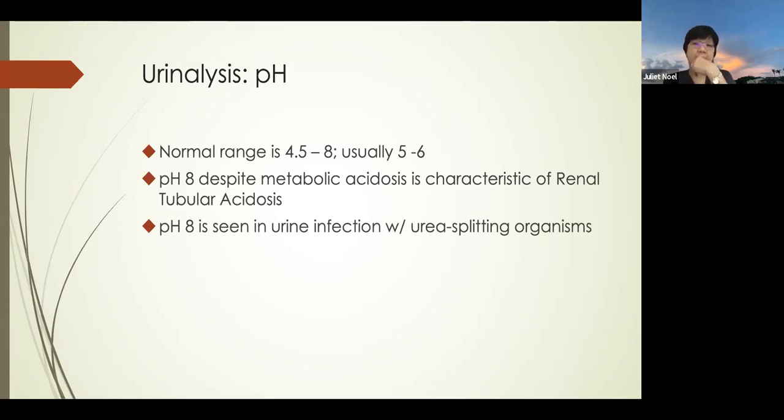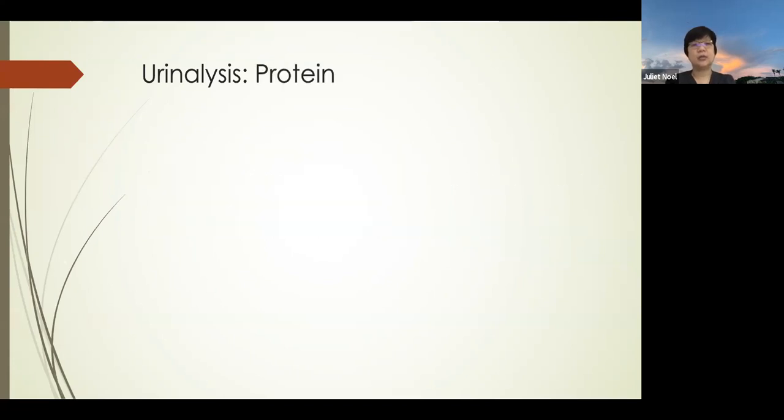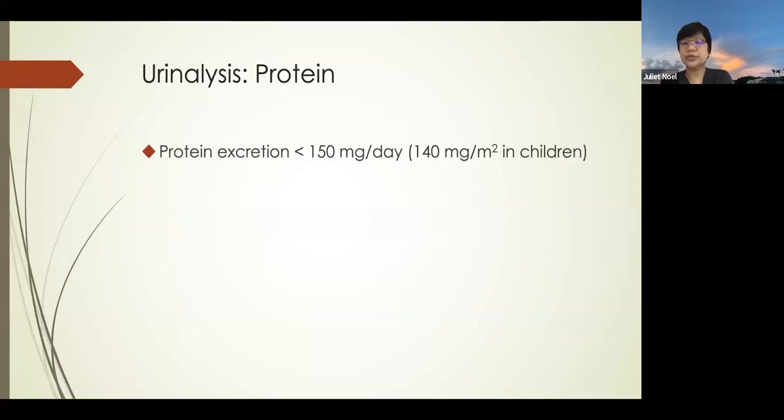Or a urine pH of more than 7, like 8, you see in patients with urine infection with urea-splitting organisms like Klebsiella pneumoniae and Proteus vulgaris, so your urinary pH would always be high. How about protein in the urine? Protein excretion is usually less than 150 milligrams per day, or 140 milligrams per meter squared in pediatrics.